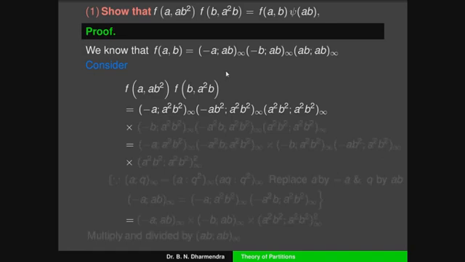Similarly, the second one is (-b; a^2 b^2)infinity, and also (-a^2 b; a^2 b^2)infinity (a^2 b^2; a^2 b^2)infinity. We can easily predict the terms of the second one once we know the first one.